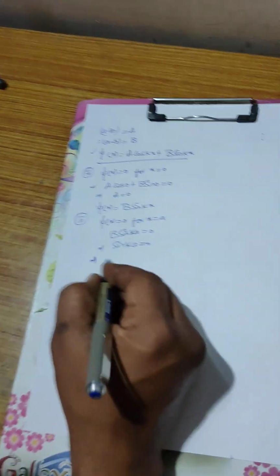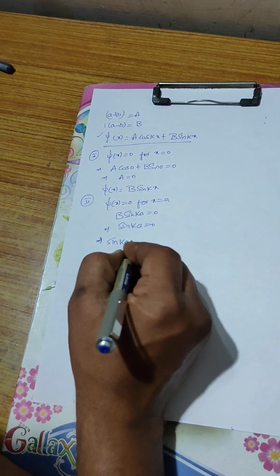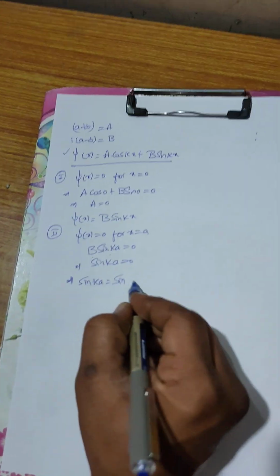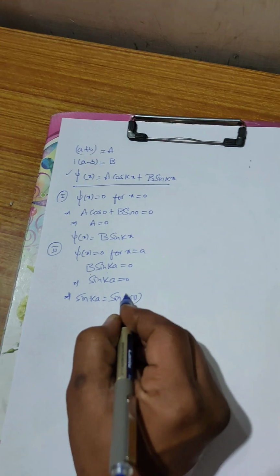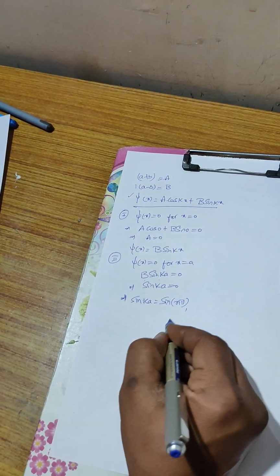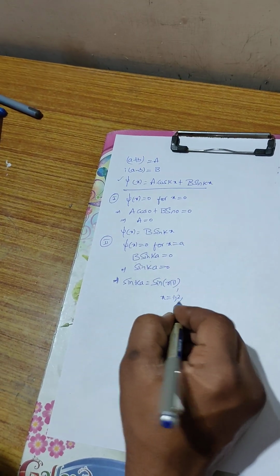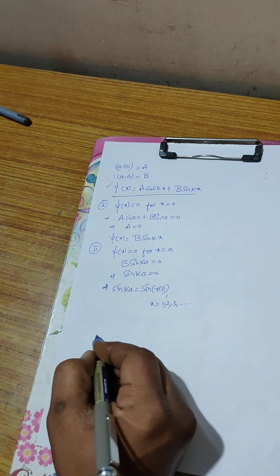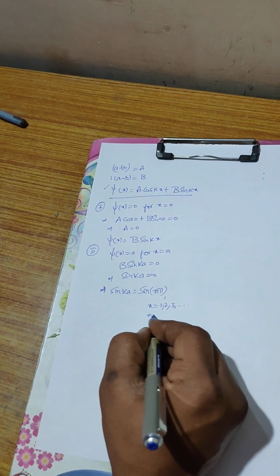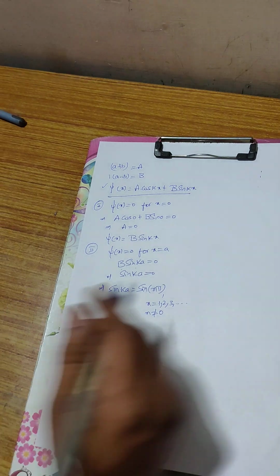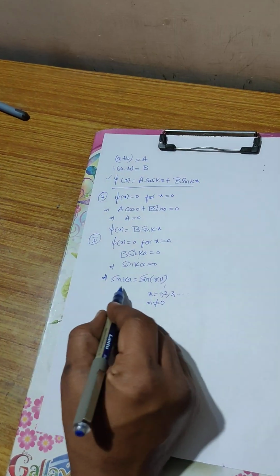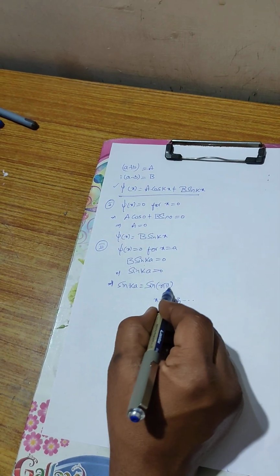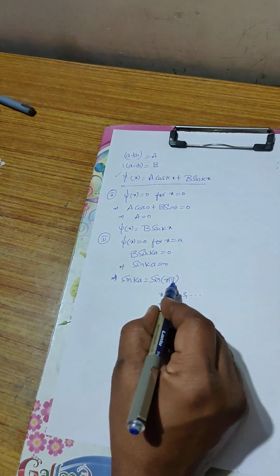This implies that sin ka is equal to sin n pi, where n is an integer, that is n equal to 1, 2, 3, and so on, but n cannot be equal to 0. We will discuss this later. Therefore sin ka is equal to sin n pi, because sin of an integer times pi will become 0.